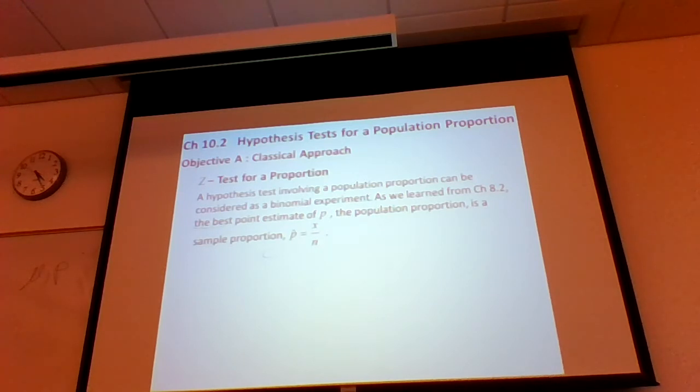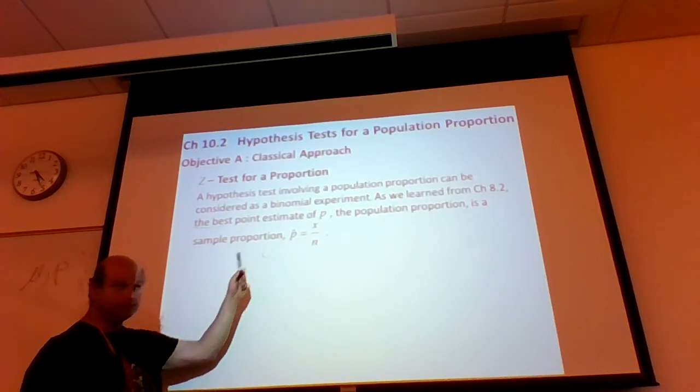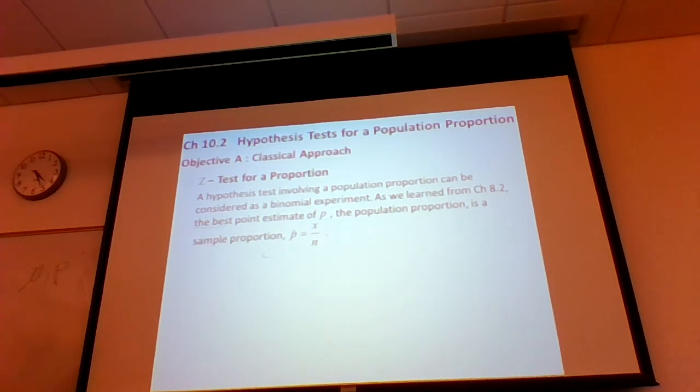Five o'clock. So a hypothesis test involving a population proportion can be considered like a binomial experiment where you have successes and failures. So we learned that the best point estimate for the population parameter is the sample proportion, p hat, right? Remember that? This is chapter 8. This is something you have to know for your test on Monday, and it pops up here too.